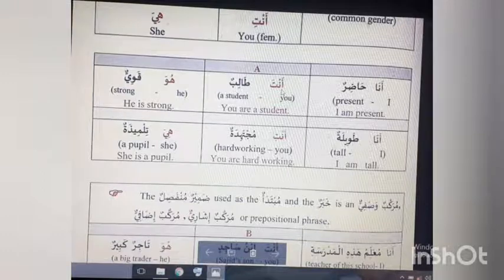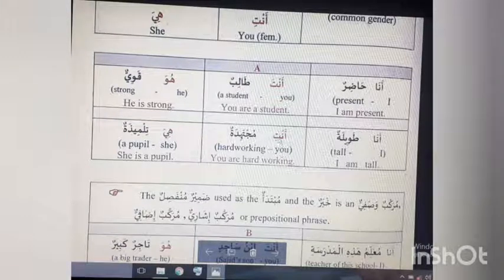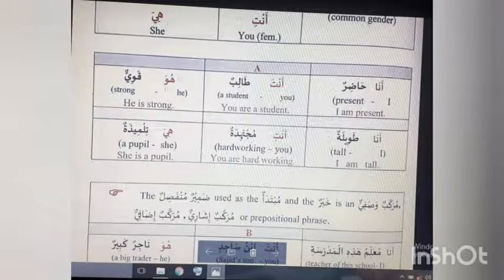And if the second person is feminine, suppose the second person is mujtahidatun, anti, female, so we use anti mujtahidatun. You means you female, and mujtahidatun means hardworking. And now third person huwa qawiyun. Huwa is zamir munfasil, and qawiyun is its khabar. When we say huwa qawi, it means he is strong. Huwa is zamir munfasil, used for third person masculine singular.